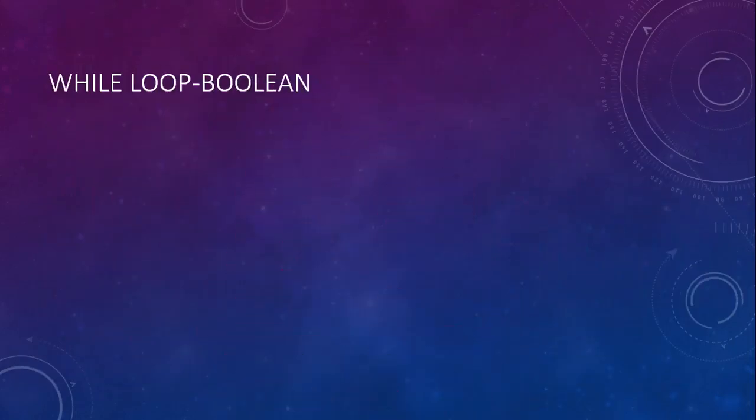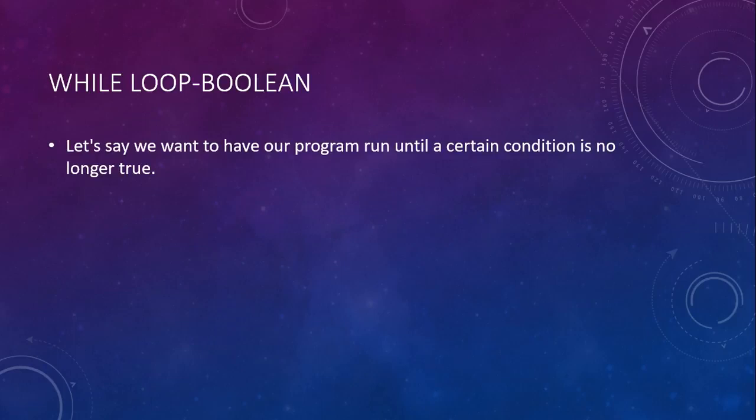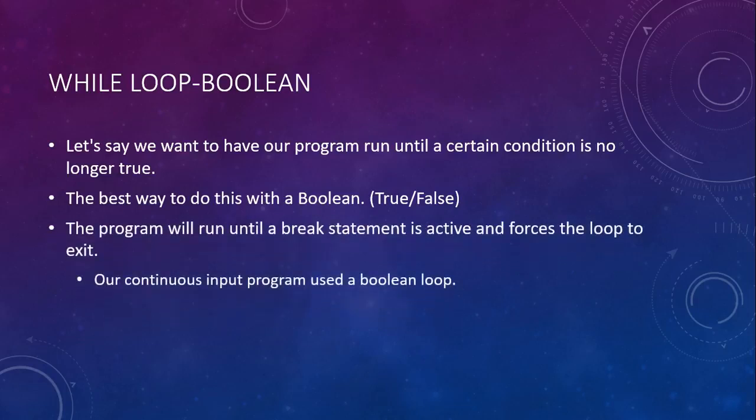Now let's look at the other type, which is Boolean, which is what you want your program to do until a certain condition is no longer true. And the best way to do this, of course, is with true or false. So while true or while false. The program will run until a break statement is active and forces the loop to exit. Now, as I mentioned before, our continuous input program used a Boolean loop. It said while true. So that would be an example of a Boolean while loop.